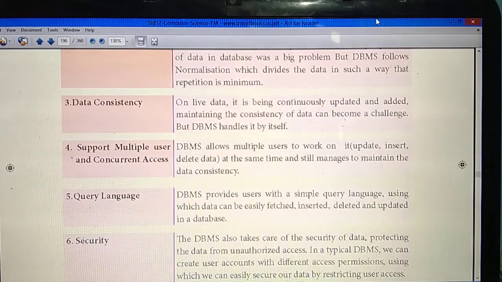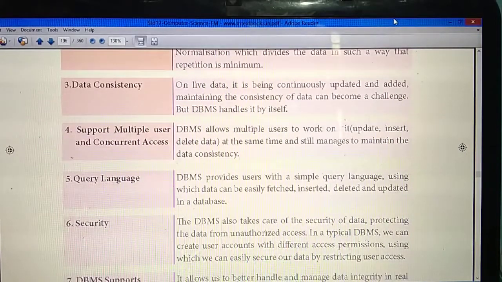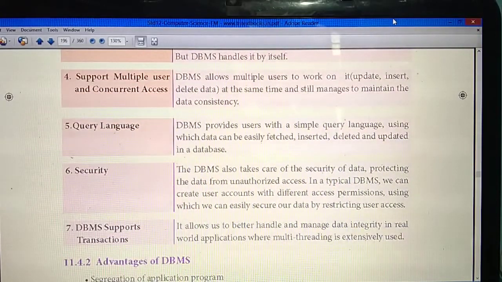Next, support multiple users at the same time. 2 or 3 users can access the database. Then query language. If you are accessing the details of a particular database, you need some programming language. In database, we call the programming language by which name? Query language. Okay.